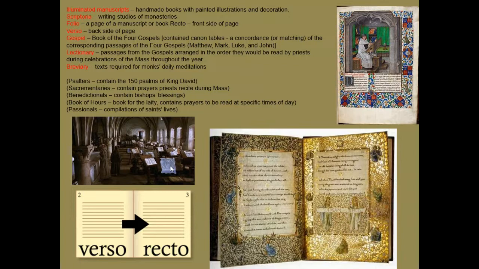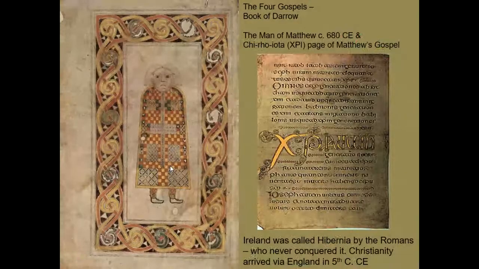The Sacramentaries contain prayers that the priests would say during Masses. There are also benedictionals, which contain the blessings of popes. The books of hours are really books for non-churchgoers. They would tell you specific types of prayers to say at different times of day, different times of year. And the passionals are books that detail the stories of the lives of saints.